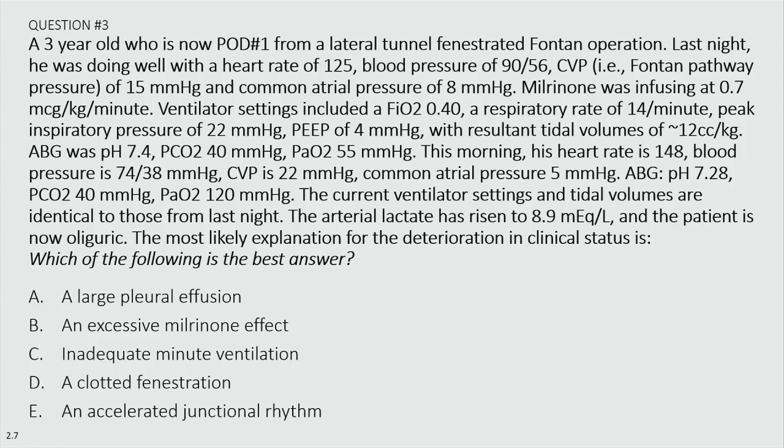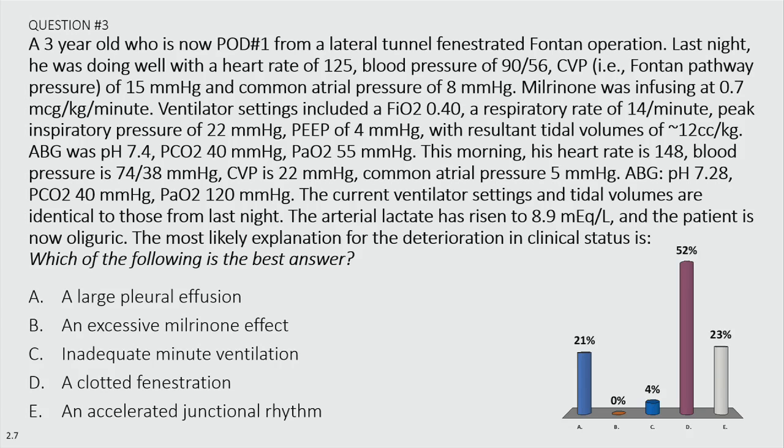The most likely explanation for the deterioration in clinical status is A, a large pleural effusion, B, excessive milrinone effect, C, inadequate minute ventilation, D, a clotted fenestration, or E, accelerated junctional rhythm. This question is obviously intended to troubleshoot after the Fontan operation. All right, so this one, about half of you got this one right.